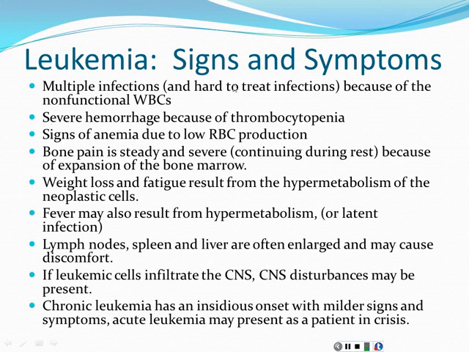Oftentimes, leukemia goes along with thrombocytopenia. Platelets are too low. The reason for that is the bone marrow is so busy creating these non-functional white blood cells that it's not producing what it needs to be producing, which is platelets and red cells. So usually, as the white count goes up, the red count goes down and the platelet count goes down. So you get thrombocytopenia and anemia.